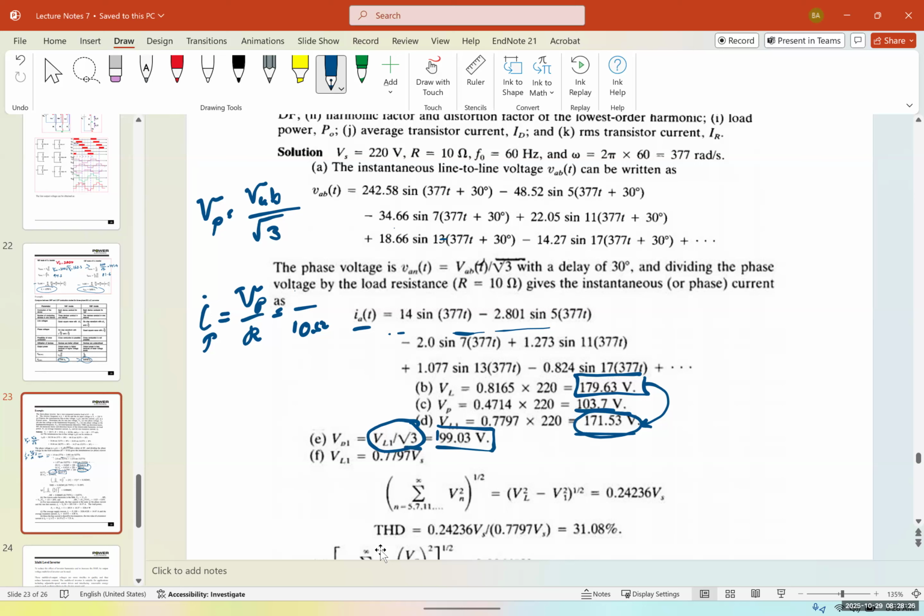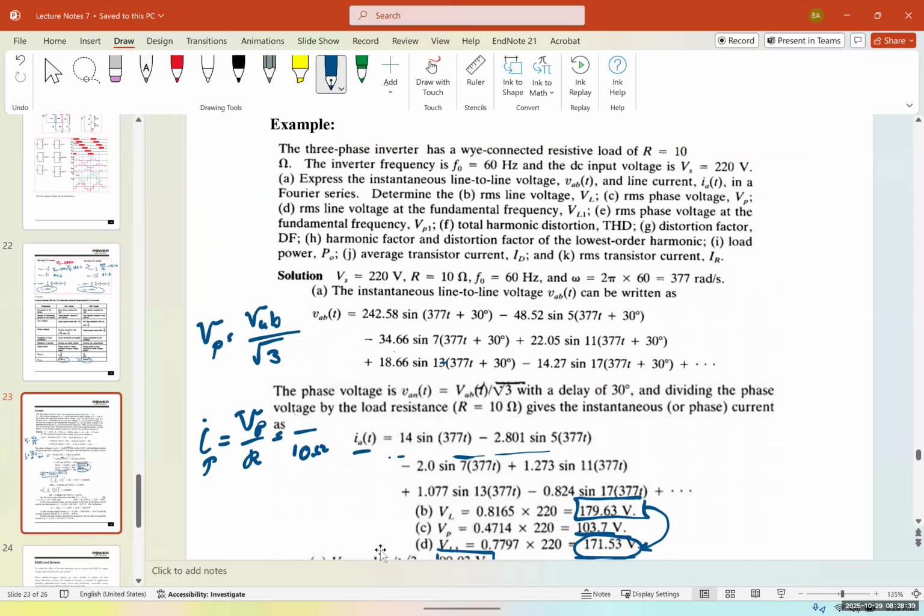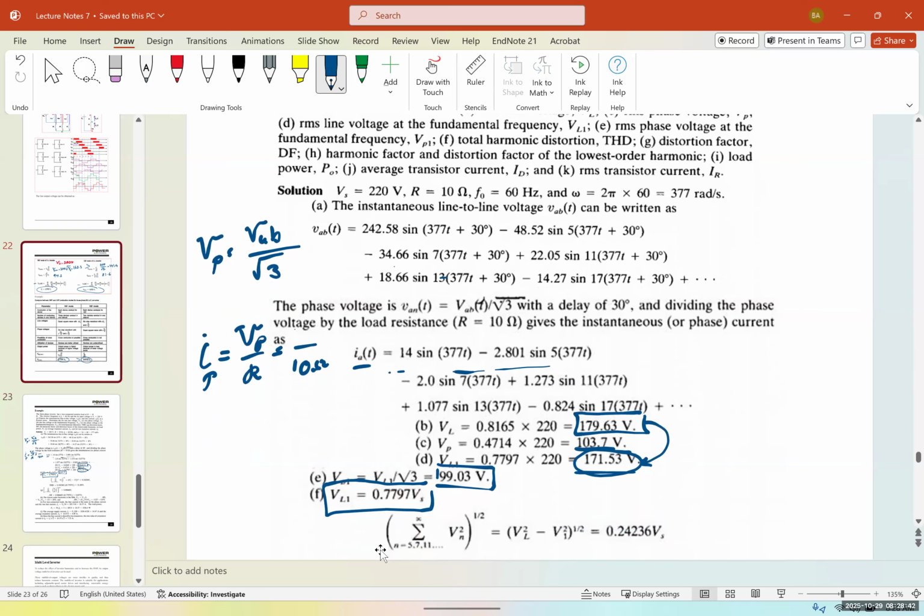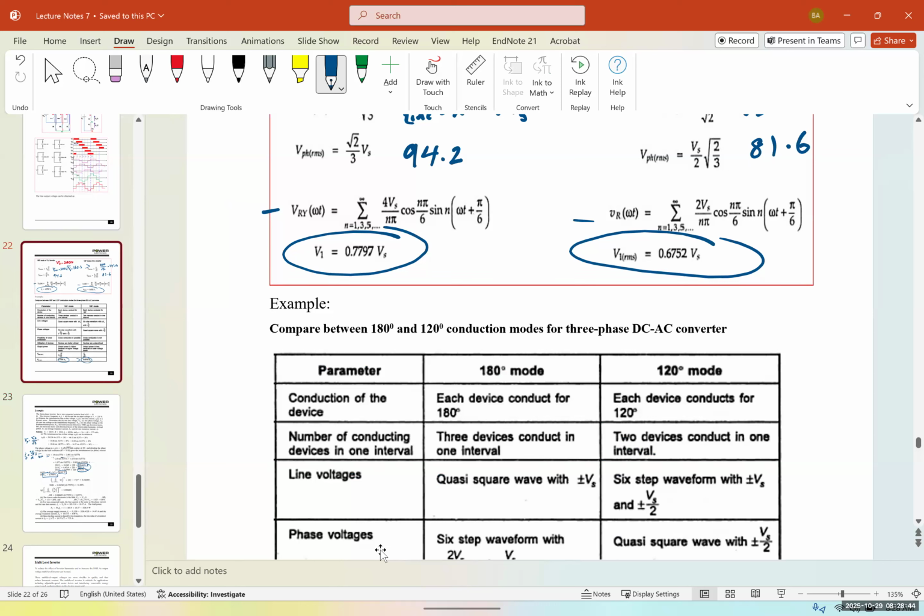And VL1 is going to be 0.7797 Vs. Where did we get this number? VL1 is 0.7797 of Vs because this is in a 180-degree conduction mode, and this is where we got this equation from. In a 180-degree conduction mode, VL1 is going to be 0.7797 of Vs.